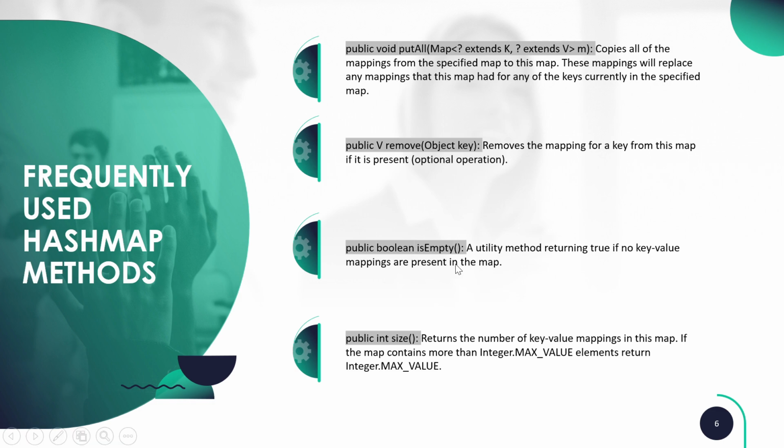Another one is isEmpty. It checks if the map is empty or not. This is another method that we usually use for operating on a map. It returns a boolean. If it is empty, it is going to return true, otherwise, it is going to return false. Another very important method is size. It returns an integer, the number of keys or number of entries that are there in the hash map.